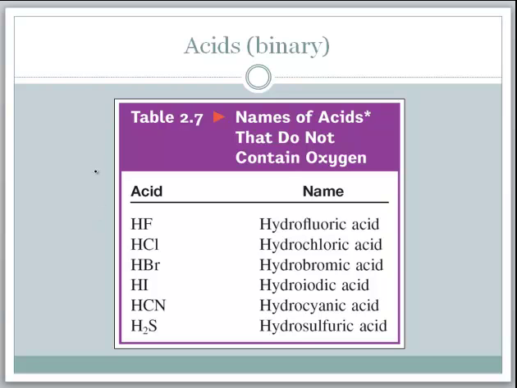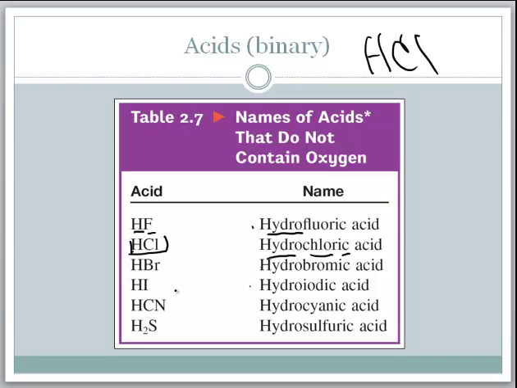First of all, if it's a binary acid, in other words, hydrogen and one other element, you always say hydro. And I always use HCl as the example, because everybody knows that HCl is hydrochloric acid. So you have hydro, chlor, and then the IC ending, ic acid. So hydrofluoric acid, hydrochloric, hydrobromic, hydroiodic.